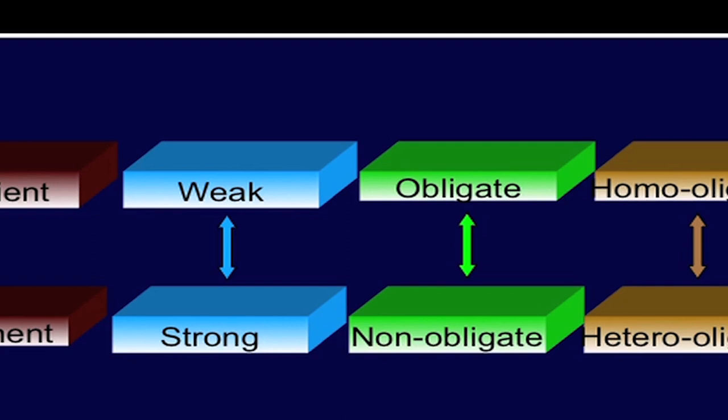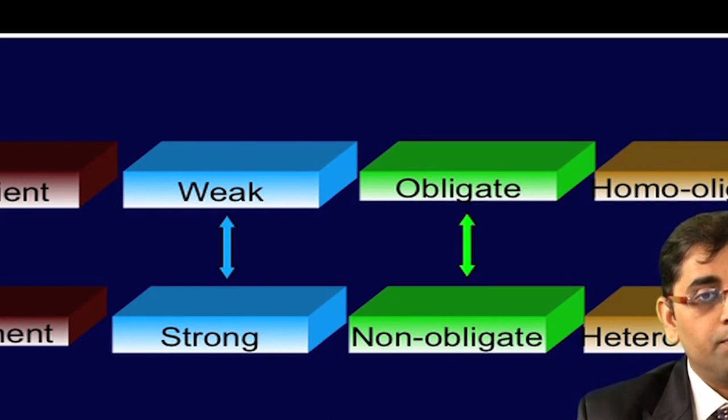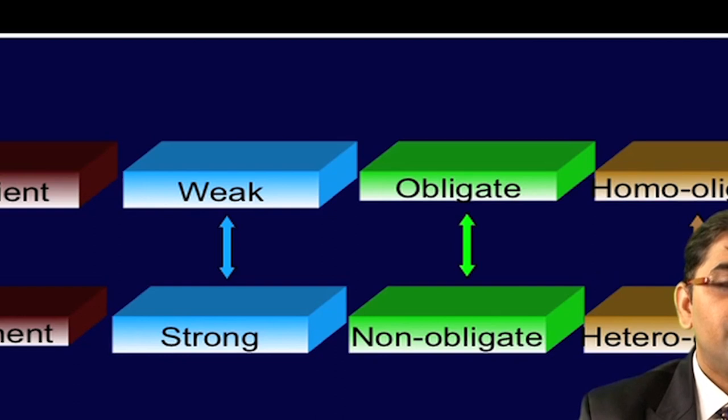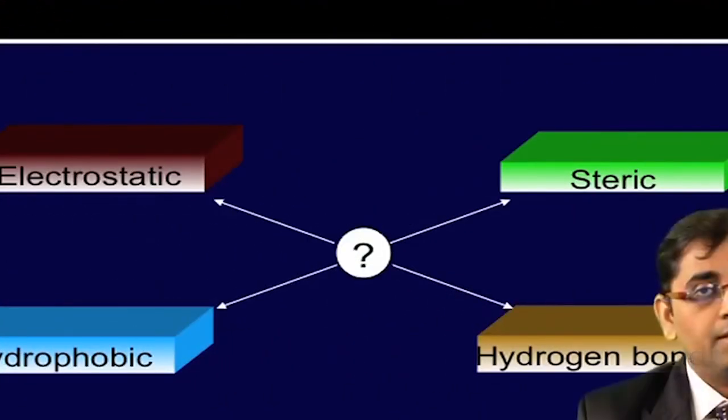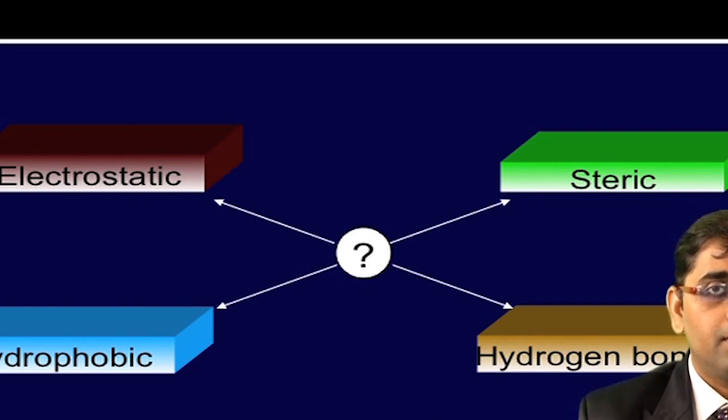Interactions can also be obligate or non-obligate. They can form homo-oligomers as well as different kinds of oligomeric units to combine and form hetero-oligomers. So, from this discussion, you would have got a glimpse of the complexities involved in protein interactions. Studying these molecular interactions thus necessitates various technologies, primarily because of the diversity and complexity involved in these interactions. Let us look at the various physical forces and their implications resulting in protein interactions. These are mainly electrostatic, hydrophobic, steric or hydrogen bonds.